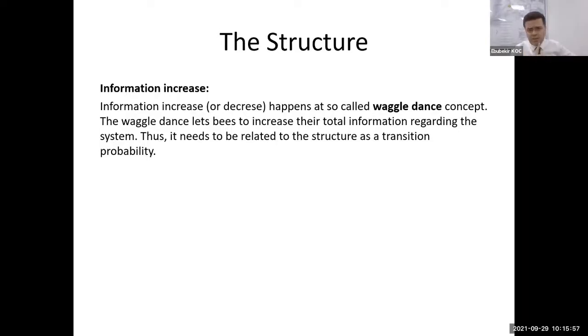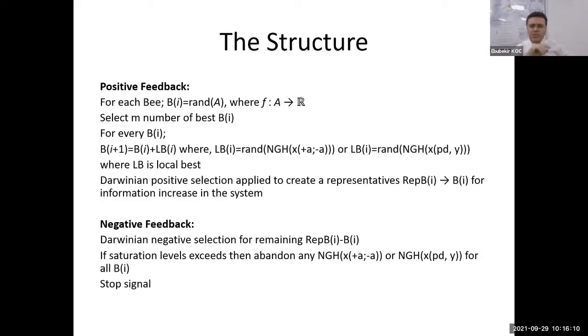That's one of the key points here that we are using under the concept of Wegeldans. So it needs to be also added into the system in terms of information increase. Positive feedback for each bee I'm just representing here, and using both the terminologies for local bees for fixed and Gaussian field. Darwinian positive selection applied to create representatives for information increase in the system. So that's the positive feedback.